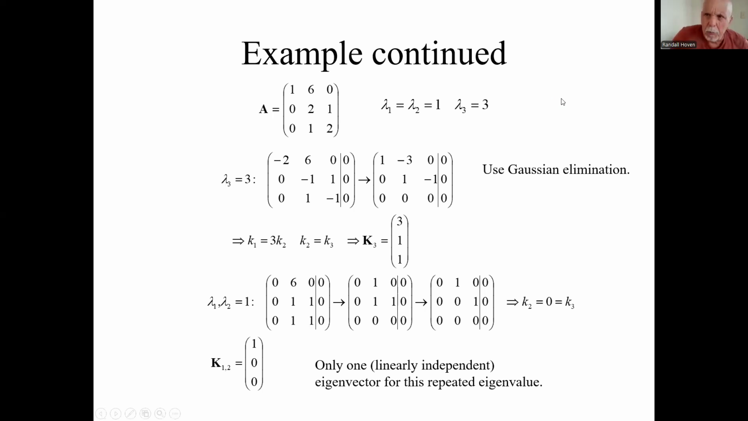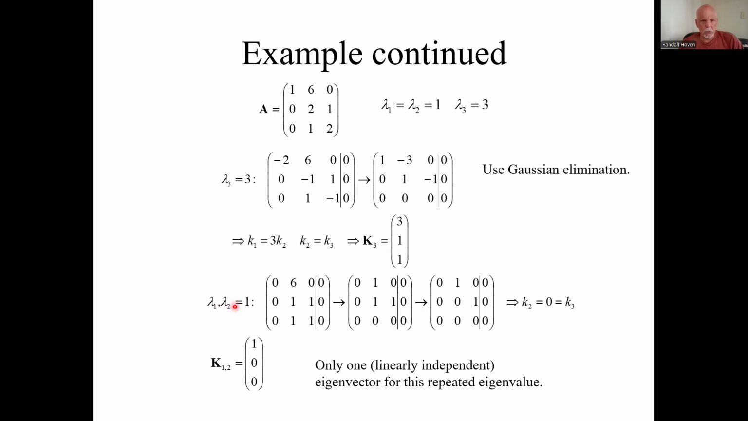We did this example in the previous video, but I want to point out a couple of things. This was a case of a repeated eigenvalue. We ended up getting only two eigenvectors, and those two eigenvectors are linearly independent because one came from this eigenvalue and the other came from this eigenvalue. They're different from each other. We only got one eigenvector from this repeated eigenvalue. And I want you to notice it.